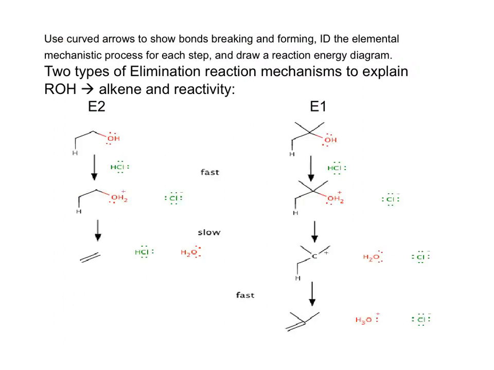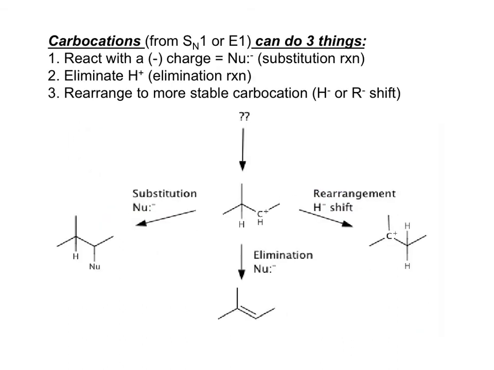Alcohols also undergo elimination by an E1 or E2 mechanism. So stop the video and use curved arrows to show how bonds break and form in each mechanism. So here are the answers. The only difference is that the alcohol group needs to be converted into a better leaving group first before the elimination reaction can occur. In the E1 or SN1 mechanisms, a carbocation intermediate forms. When you see a carbocation, check these three things.